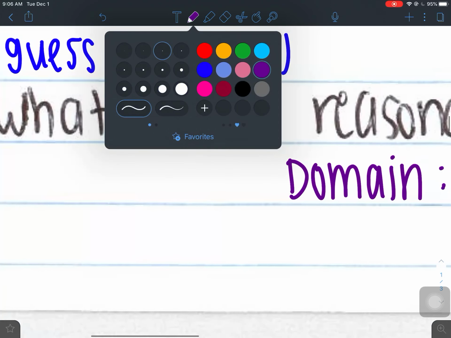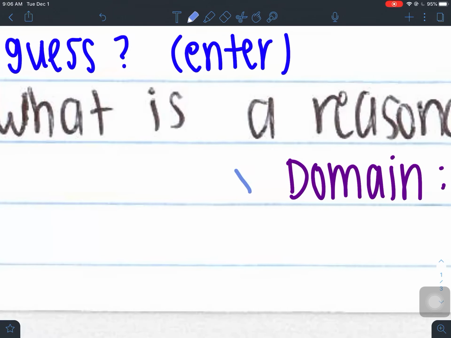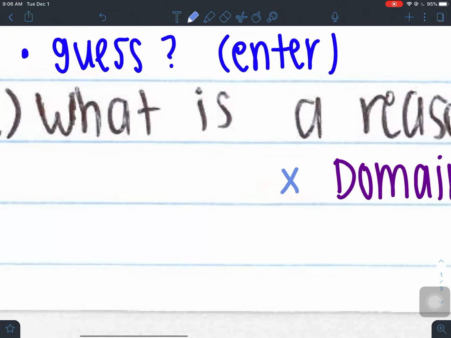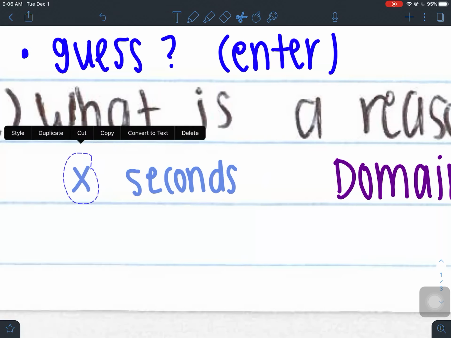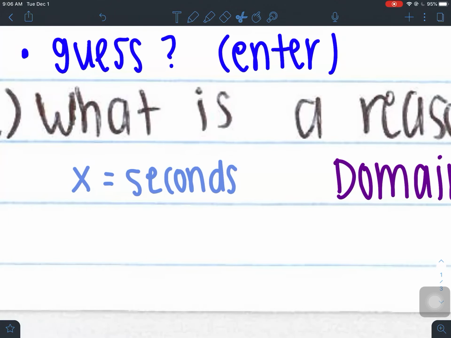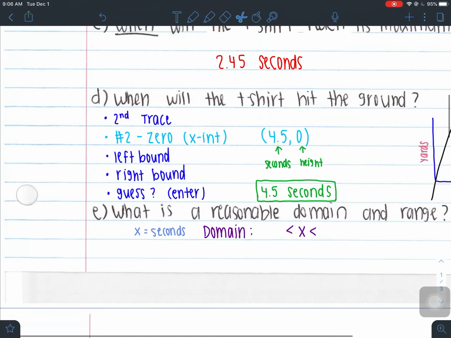So remember, what is domain in this problem? Well, domain is your x values, right? Domain is your x. And what is x in this problem? Your x in this problem is seconds, okay? So your x is seconds in this problem. I'm going to go ahead and write that over here. So you're thinking about seconds.